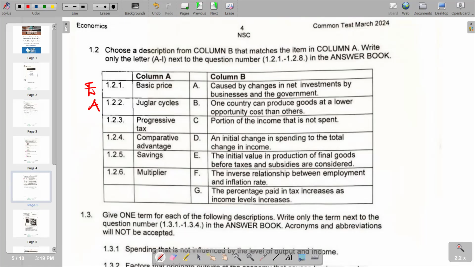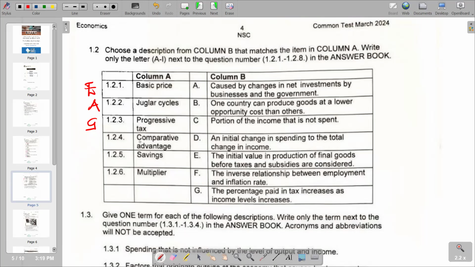So moving on to 1.2.3, whereby we have a progressive tax. The progressive tax describes a tax rate that increases as the taxable amount increases. So it imposes a lower tax rate on low income earners. That's the essence behind a progressive tax, that it charges lower tax rates on lower income earners. So according to that, let's try to see what we have in column B. We have G, saying the percentage paid in tax increases as income increases. So we have G as the correct response.